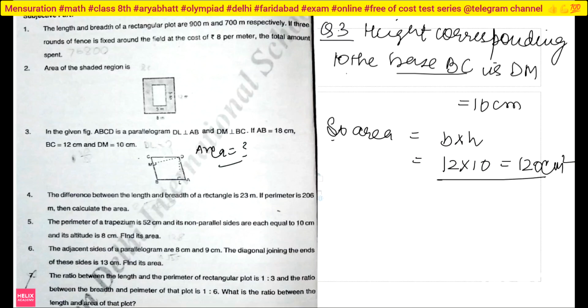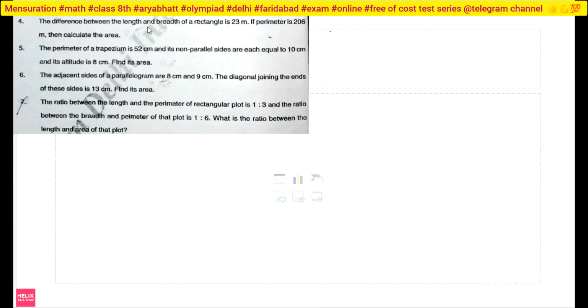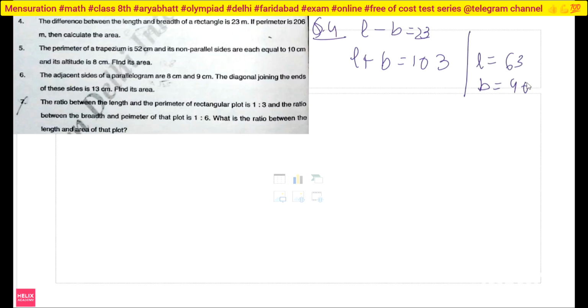Okay. See, question number 4, the difference between the length and breadth of the rectangle is 23 meter. So for question number 4, the perimeter is 206, right? So the equation will be L minus B is equal to 23 and L plus B will be your 103. So length comes to 63, breadth comes to 40, by just solving these two equations. So the area will be your 63 into 40. So you will say 2520 meter square.